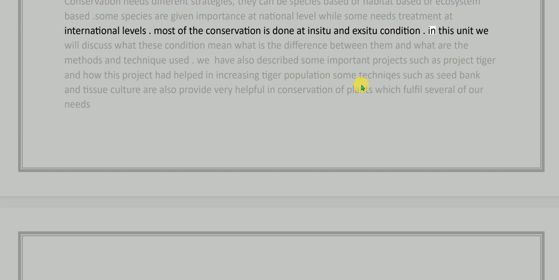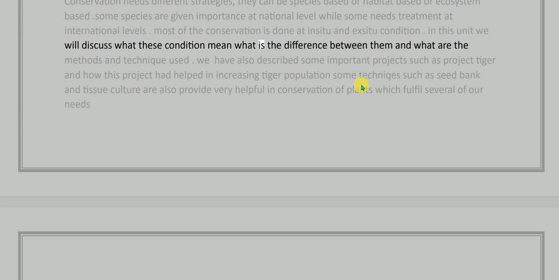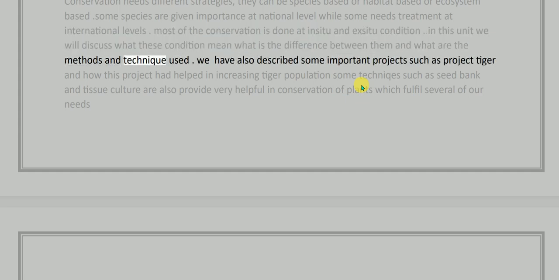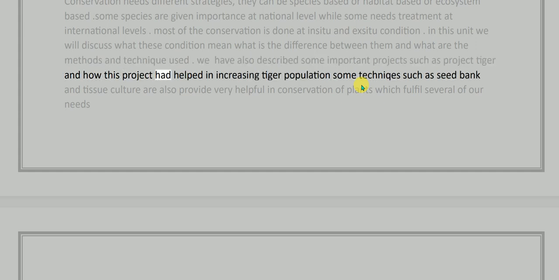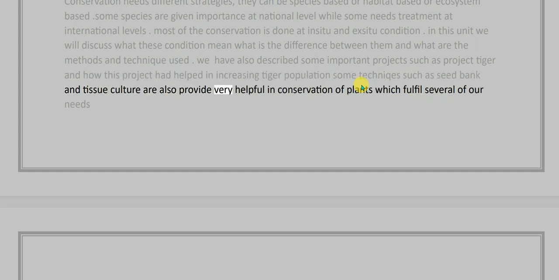In this unit we will discuss what these conditions mean, what is the difference between them, and what are the methods and techniques used. We have also described some important projects such as Project Tiger and how this project has helped in increasing the tiger population. Some techniques such as seed bank and tissue culture are also very helpful in conservation of plants which fulfill several of our needs.